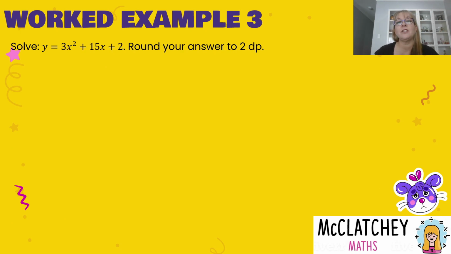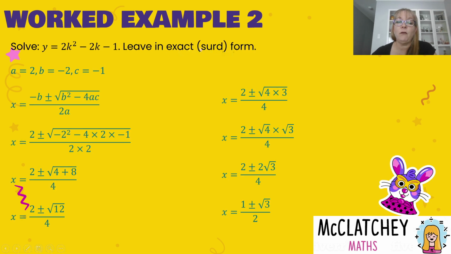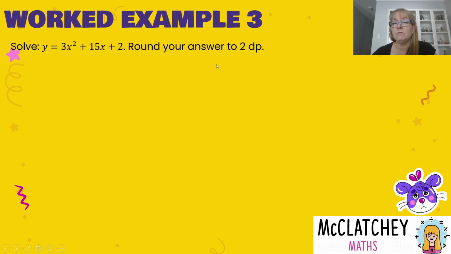This time we're going to actually use our calculators. So just remember the difference: exact surd form is what it'll tell us there, while calculators means we're actually going to punch numbers in. Once again, I'm going to recognize that this is y equals ax squared plus bx plus c. So a equals 3, b equals 15, c equals 2.